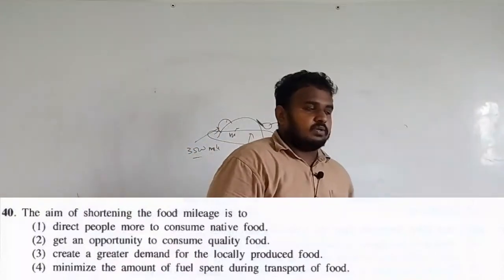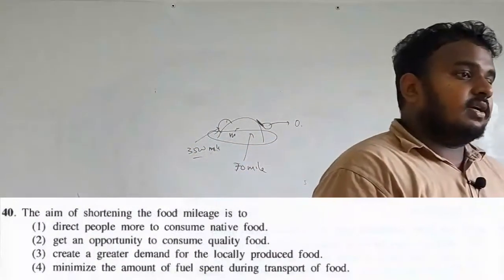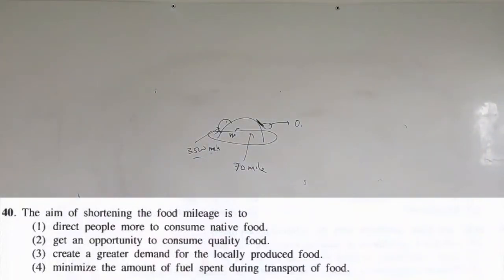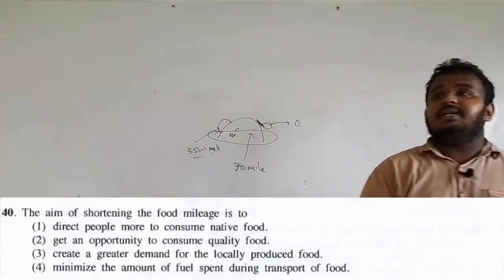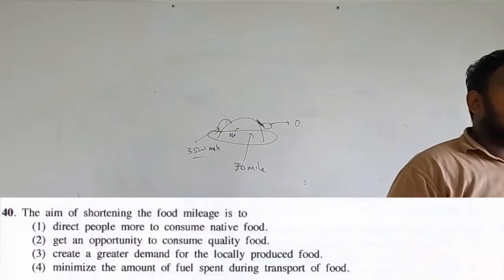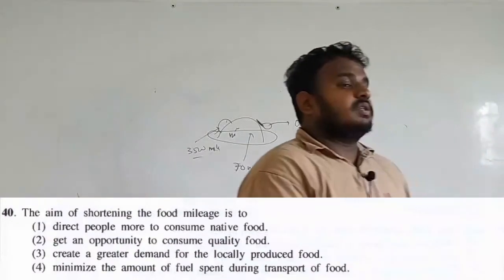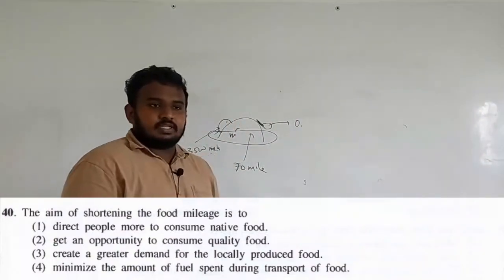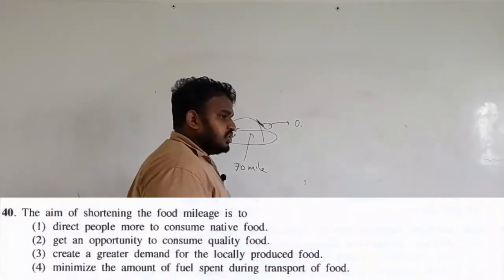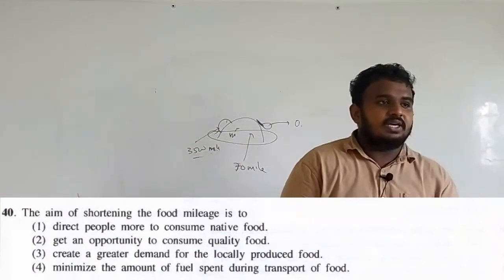You study this part in your final unit of grade 11. So the main reason why we reduce it is to minimize the amount of fuel or energy spent during transportation. So that's the reason. So the direct theory question, that fourth one. The aim is to minimize the amount of fuel spent. So 40 questions, 40 MCQs. It's something challenging, right? This is how the OL paper used to be.